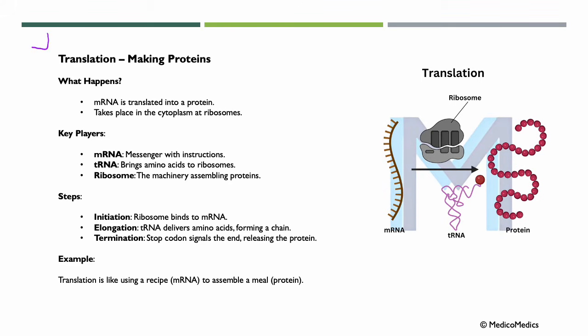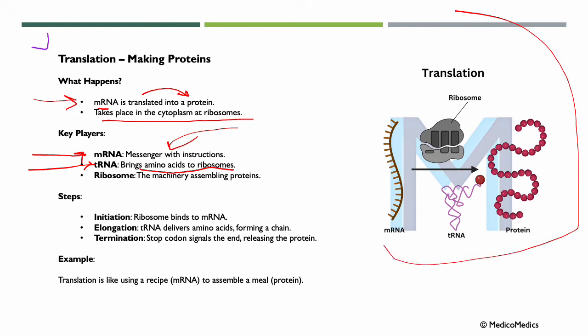Now then, translation, the making of proteins. So what happens? Messenger RNA is translated into a protein, and this takes place in the cytoplasm at ribosomes. Key players here include messenger RNA, so it's the messenger with the instructions. We have transfer RNA, which brings amino acids to the ribosomes.